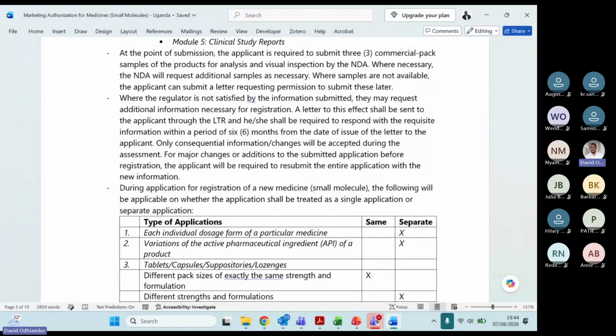And in that cycle, there are always two provisions. You can be asked queries twice. If for the second time you don't respond to the queries in a satisfactory way, the regulator will stop the review process, and ultimately you have to restart the process afresh if you need to get the product registered. So it becomes a new application. So that is important.